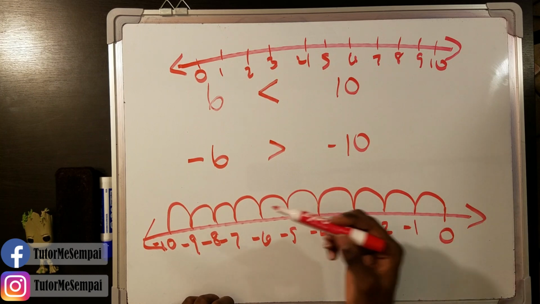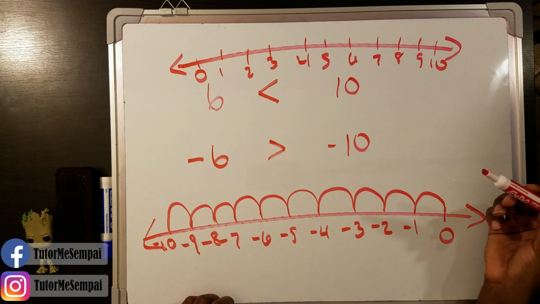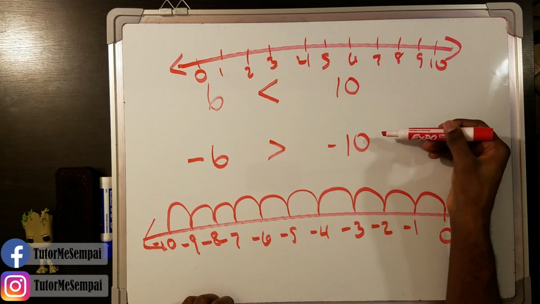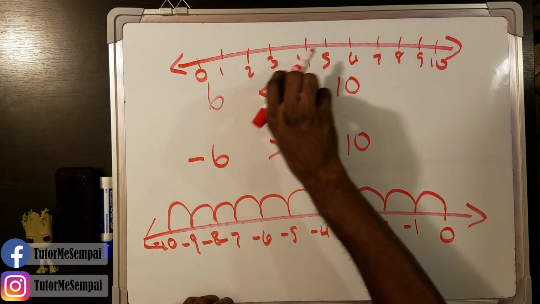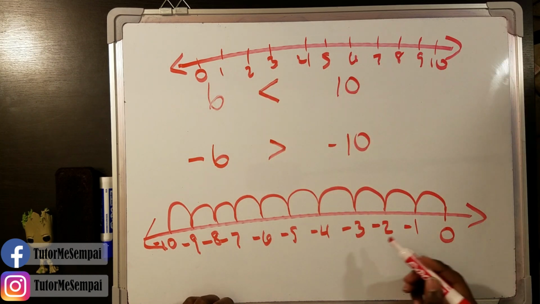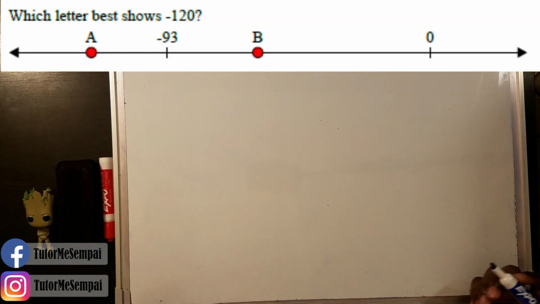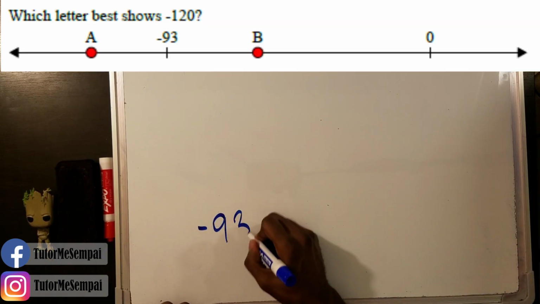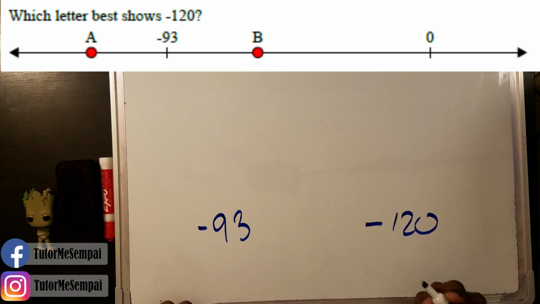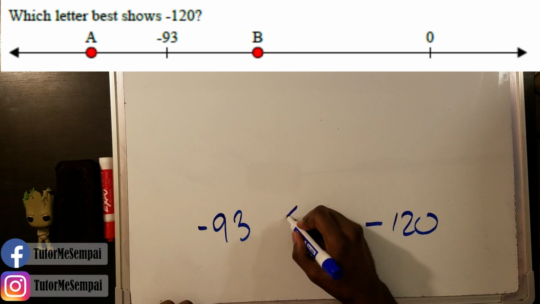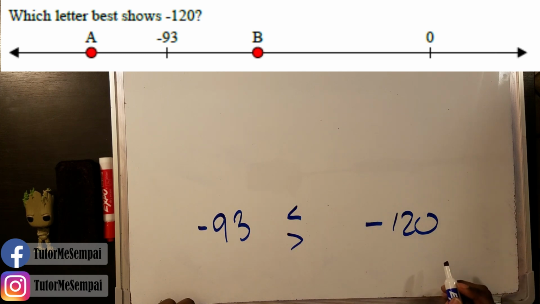We're going more and more to the left, meaning we're actually getting smaller. The bigger digit in your negative means you're getting more negative. Bigger digit in your positive means you're getting more positive. So you're getting smaller in your negatives when you have a bigger digit. So we have -93 and -120. And this question is really trying to ask, is this less than -120 or is this greater than -120?